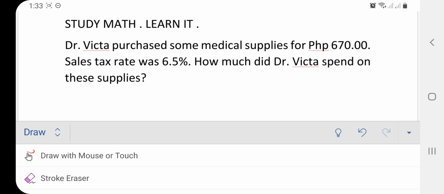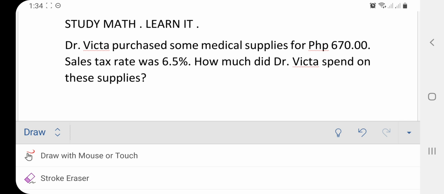Dr. Victa purchased some medical supplies for 670 pesos. There are two things that can happen here. You misunderstood the phrase, or the opposite, you understand it. So let's head over to misunderstanding or misinterpreting this line. One might misunderstand the term purchase, which mostly they misinterpret to mean that Dr. Victa paid 670 pesos on the medical supplies.